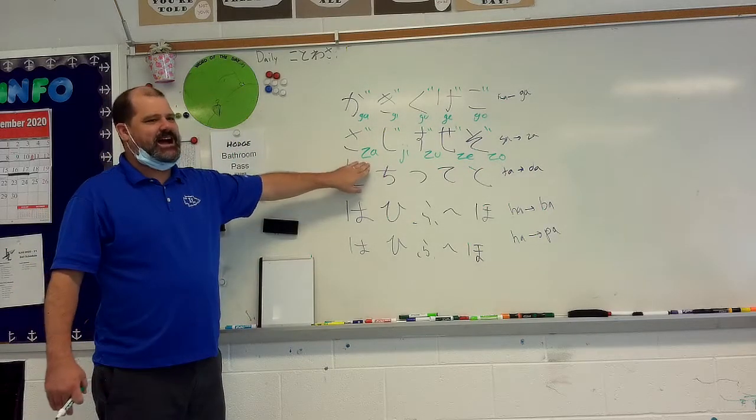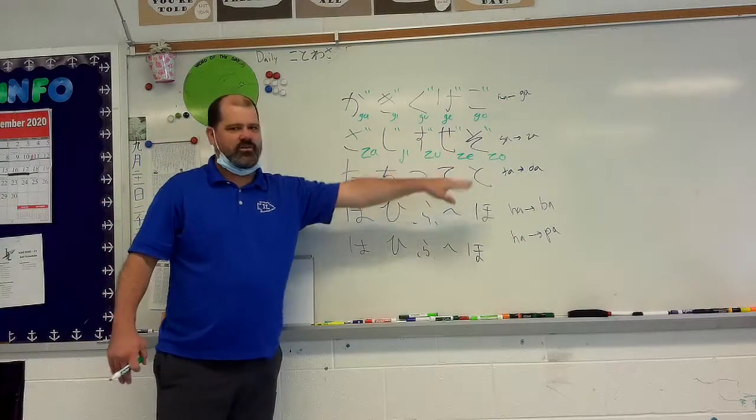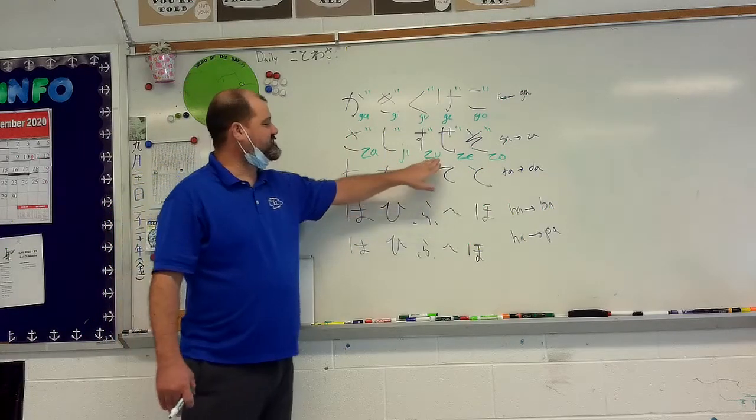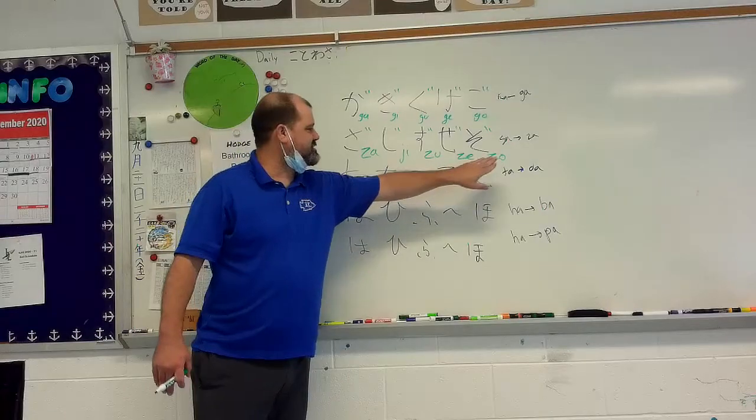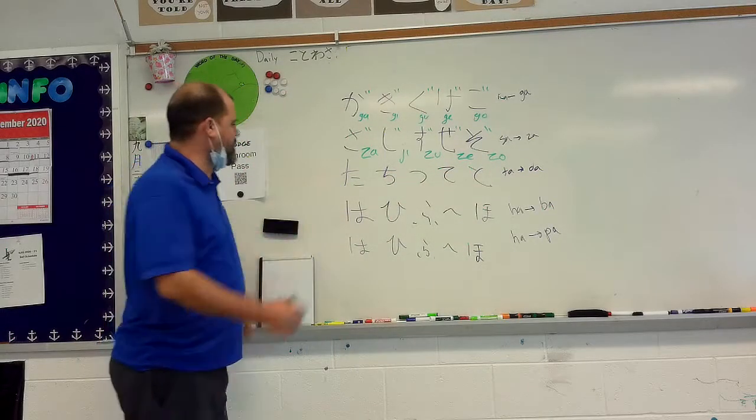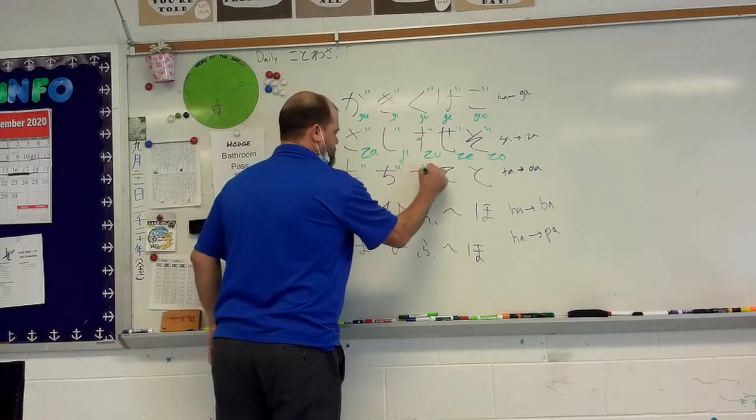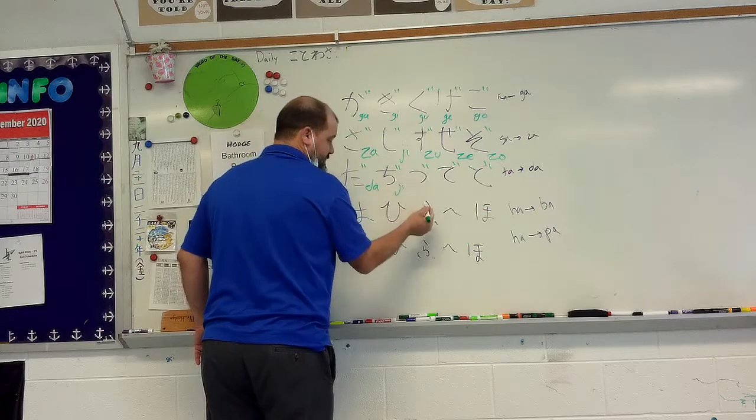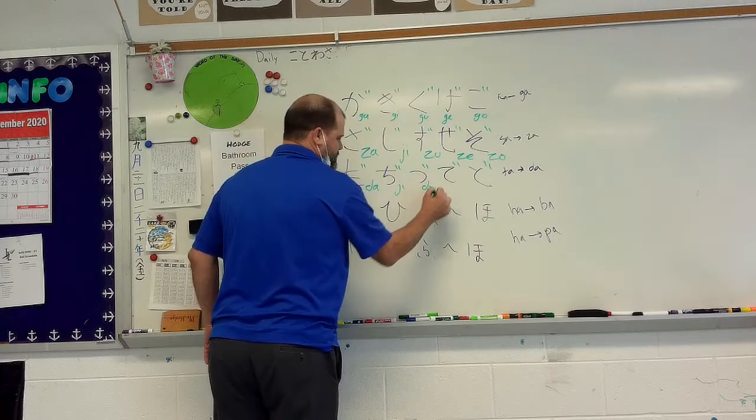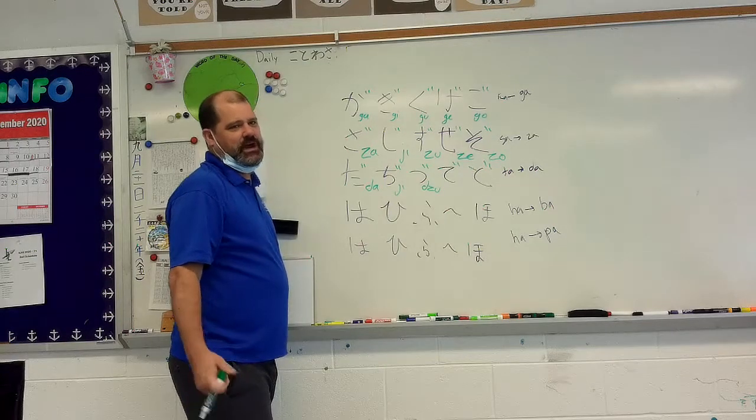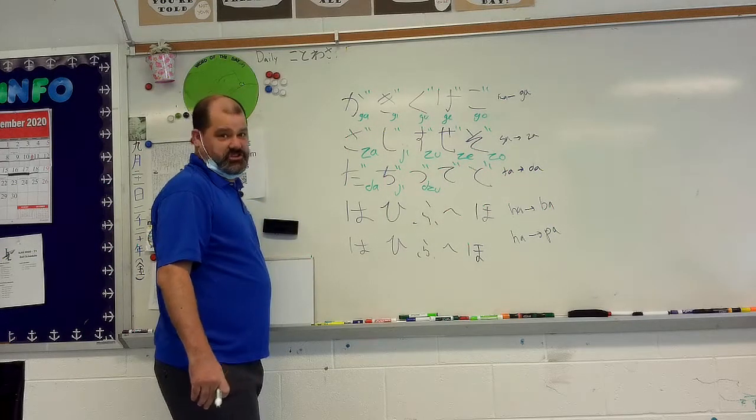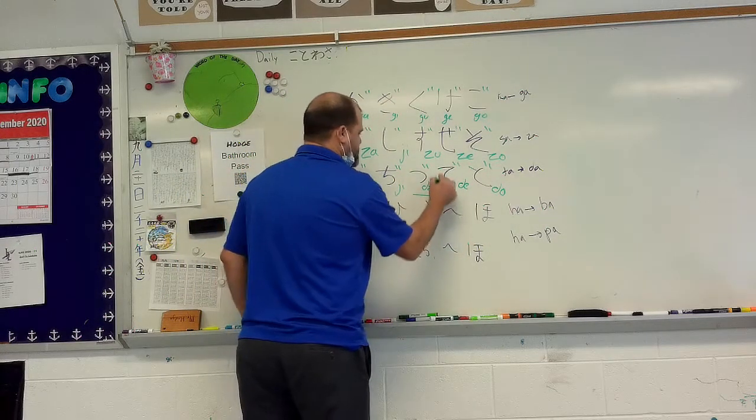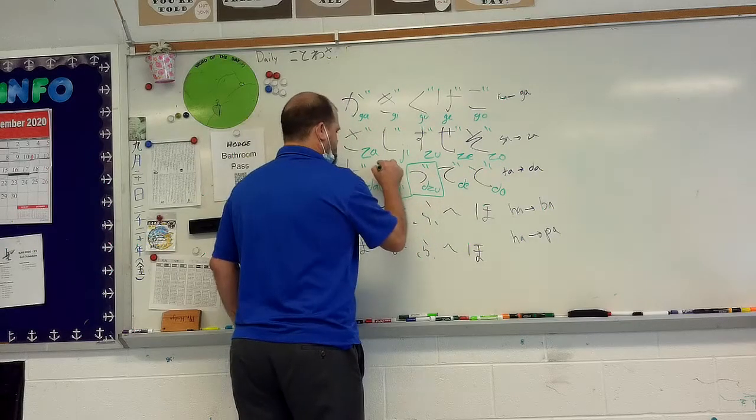So, za, ji, zu, ze, zo. Right, so let's say it together. Za, ji, zu, ze, zo. Okay? So the same way here, we just take two. We've got da, ji. This one's weird. It's either du or dzu. I prefer dzu because that's what it sounds like. Zu, de, do. This one is extremely rare, as is this one.